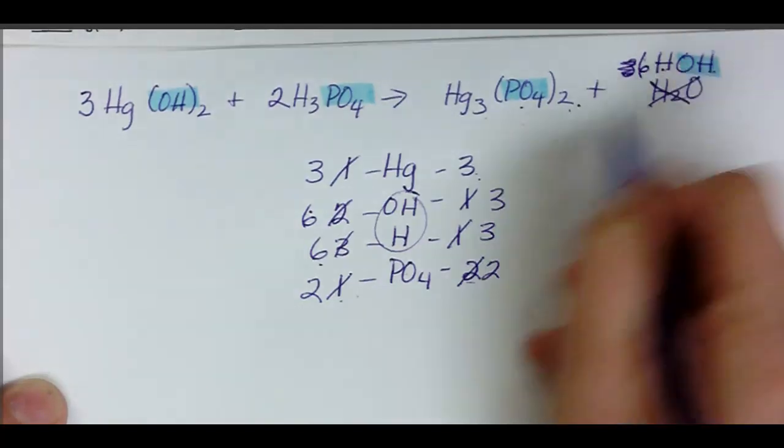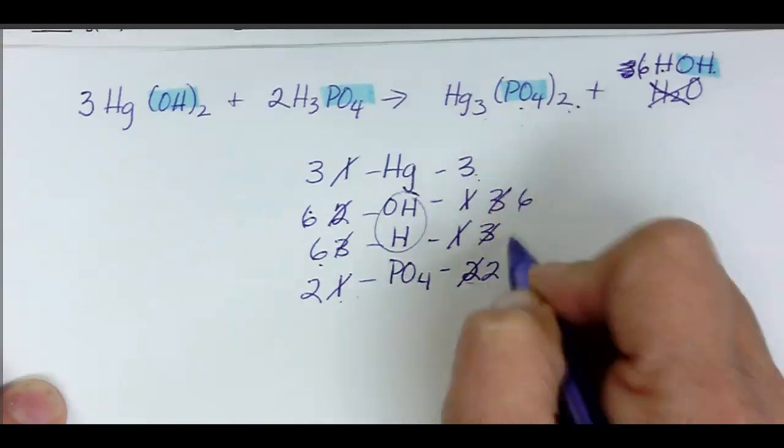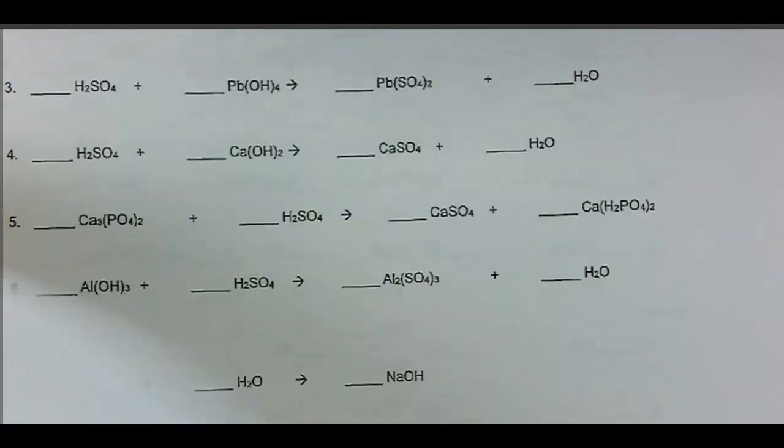Okay, let's go back and finish that up. So that's going to give me 6 of the OHs and 6 of the hydrogens. So I'm fixed. I am balanced now. Okay, let's go on to number 3.